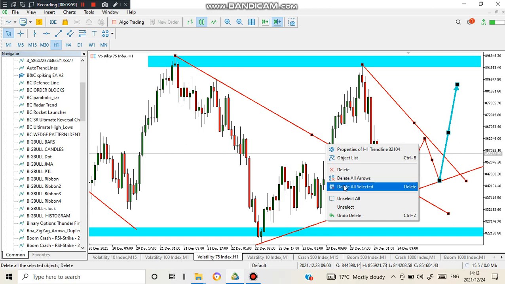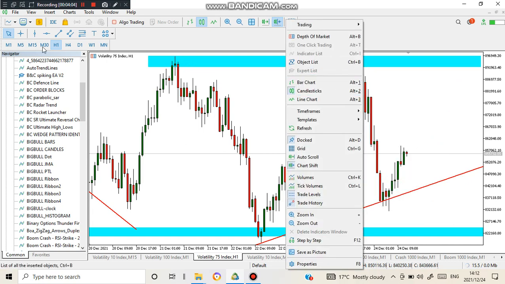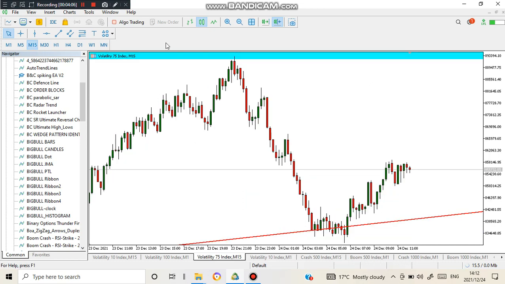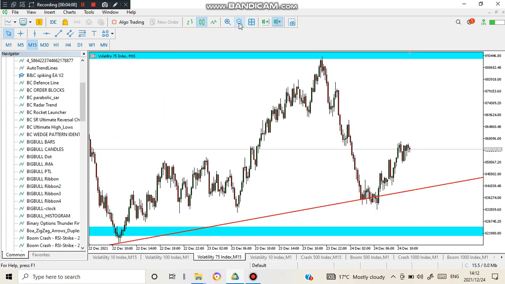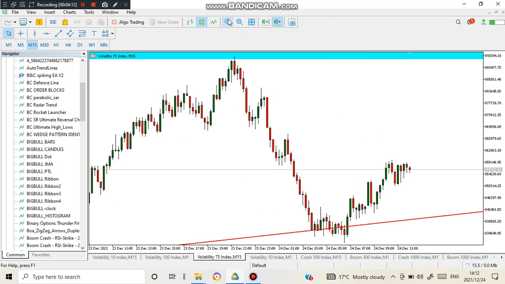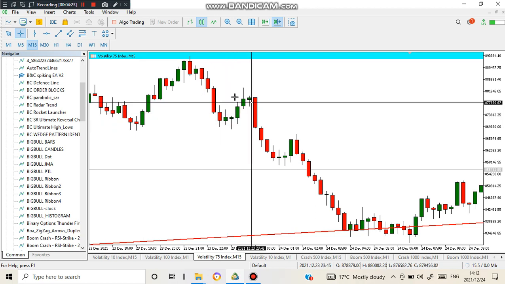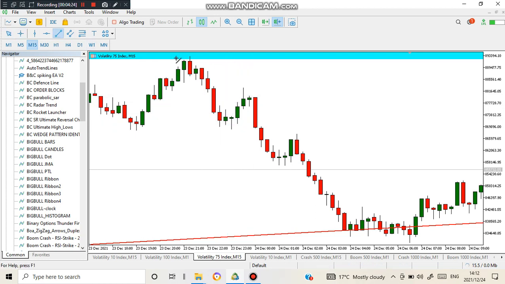Let me just remove all the stuff I've selected. I'm just gonna go to the 15-minute time frame. So we're on the 15-minute time frame, and what we can see is we had a small lower high. You can see what price did. Price came to this level, rejected the level, came down, went up again. So what we can do now is we're gonna draw a trend line.